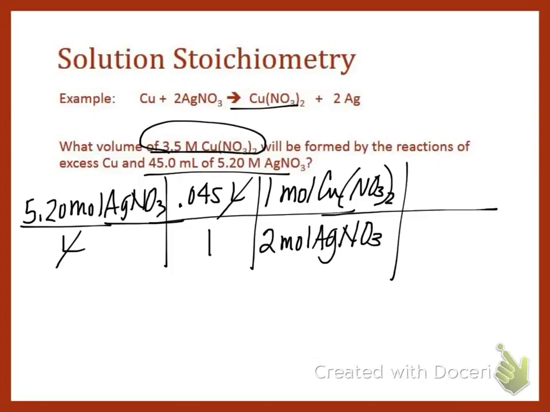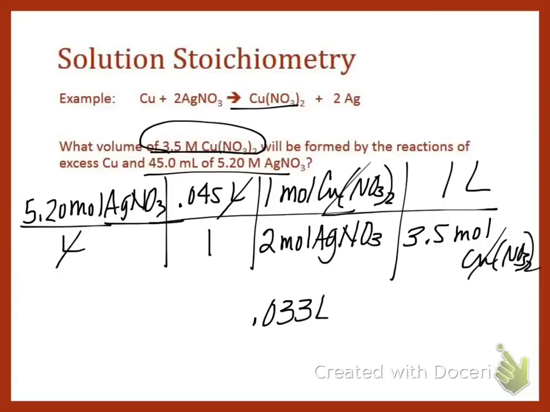Now, I don't need mass here because it's asking how much volume of the 3.5 molar. Okay, so I'm going to use that to cancel out my moles of copper nitrate. I'm going to say 3.5 moles of copper nitrate is 1 liter. So cancel, cancel. So I plug all that into my calculator and I get 0.033 liters or 33 milliliters. So that's how much volume of 3.5 molar I would form.